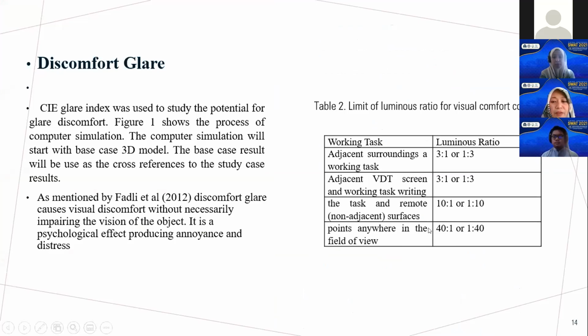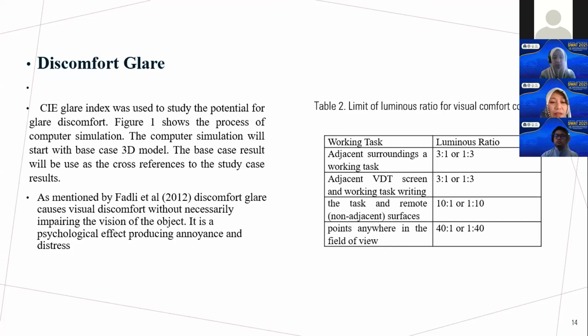So what happens if there is insufficient daylight? The CIE glare index has been produced, a table that shows the working task, the adjacent surroundings, and the luminous ratio. Luminous is the brightness behind, the background of our task, the background of our position.